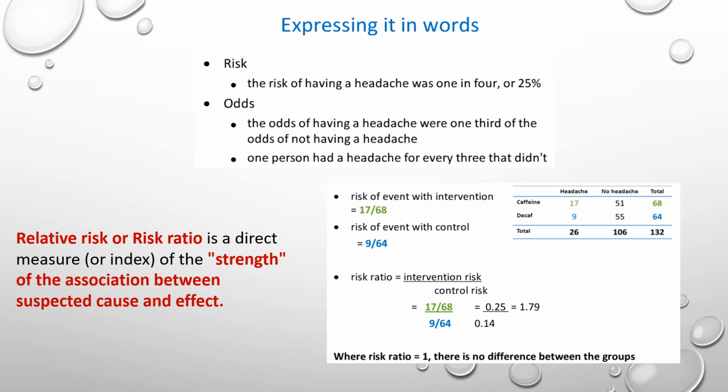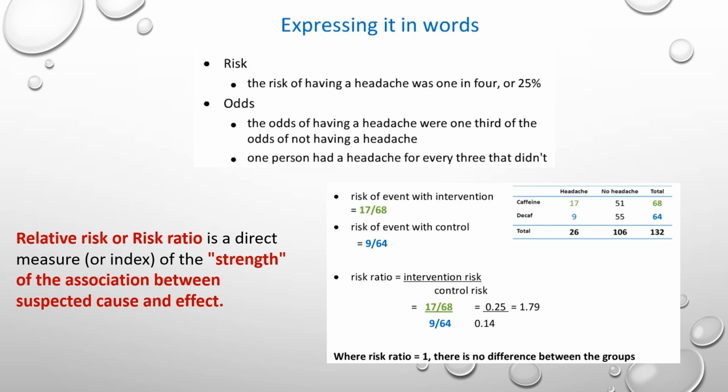Risk of event with control. Here control or comparison is decaffeinated drink. Risk of event means risk of headache among decaffeinated drink users. That is 9 out of 64. So risk of event with caffeine use is 17 out of 68. Risk of event with control is 9 out of 64.